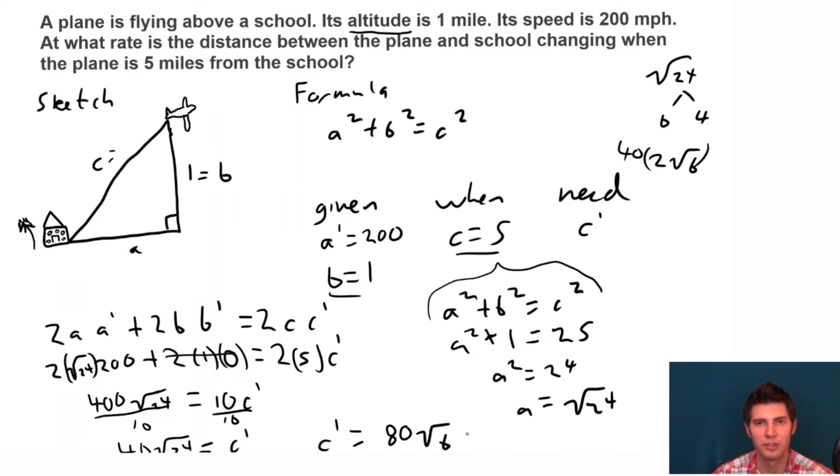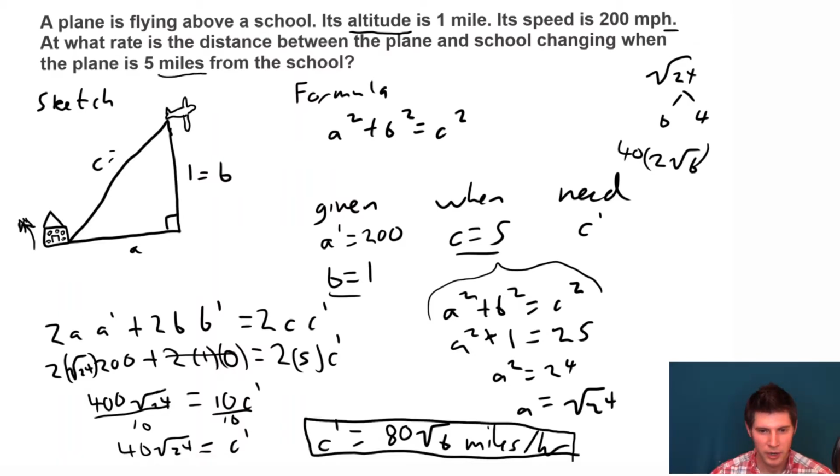And then we want to give it a label of miles per hour. And that's the exact value, and then you can easily plug it into a calculator to get the decimal approximation. That was fun.